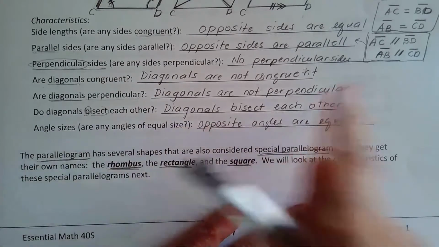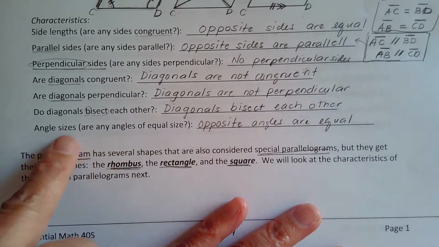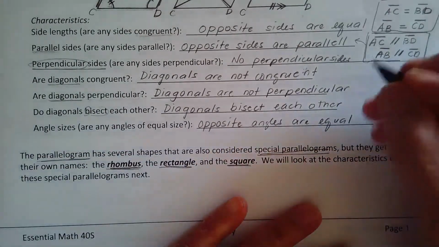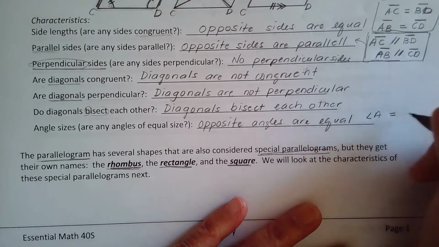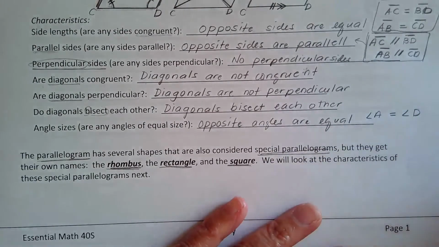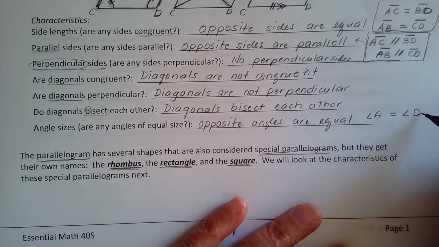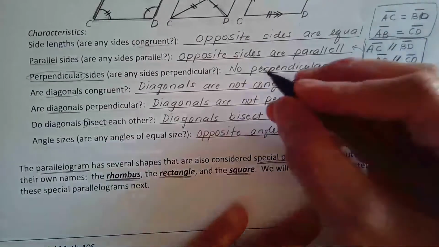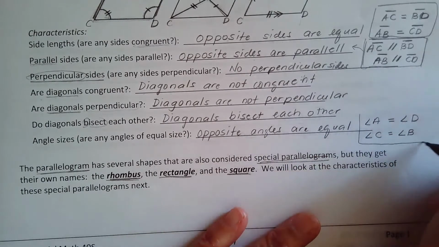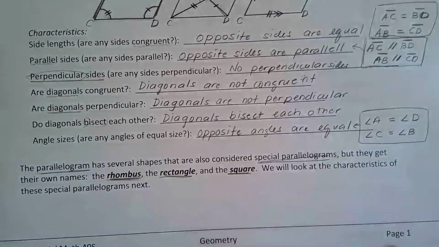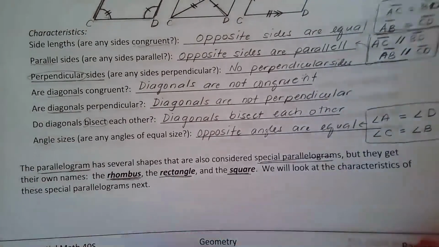Another thing before I move on to the next one, I just didn't want to forget about it. We can say that angle sizes are equal to each other. So we can say angle A is equal to angle D. Angle C is equal to angle B. That's for this one. Okay, so take a look at that one. We're going to move on to the next one, special parallelograms.